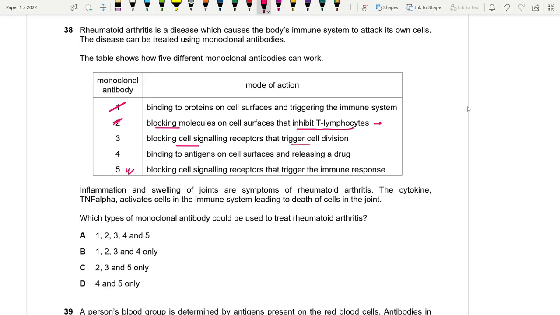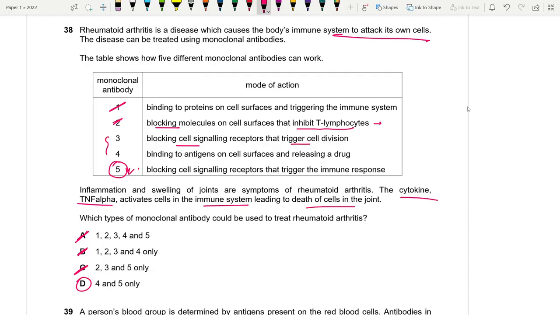5 is clearly a good option because the problem is the cytokine TNF alpha, which activates the immune system, leading to death of the cells in the joint. We attack our own cells in RA. So 5 is correct for sure. I need 5, because if we block the cell signals that trigger the immune response, an immune response will not be generated. And I told you that 1 and 2 won't be accepted. So the answer is D.